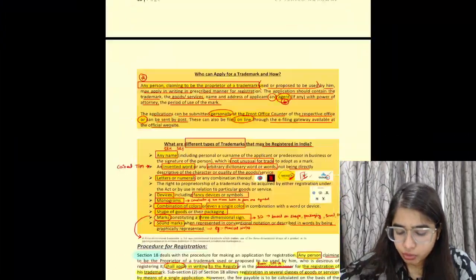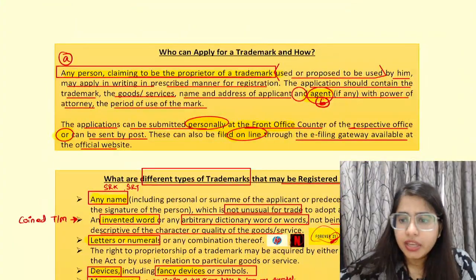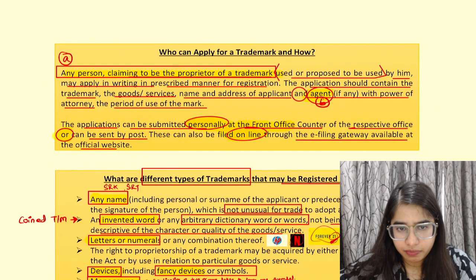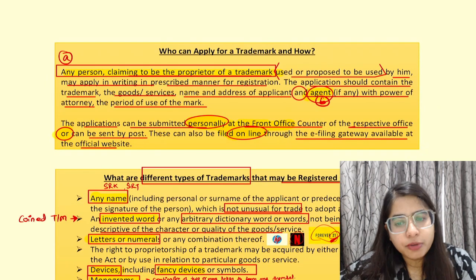Now come to page number 51. Everyone please come to page number 51.